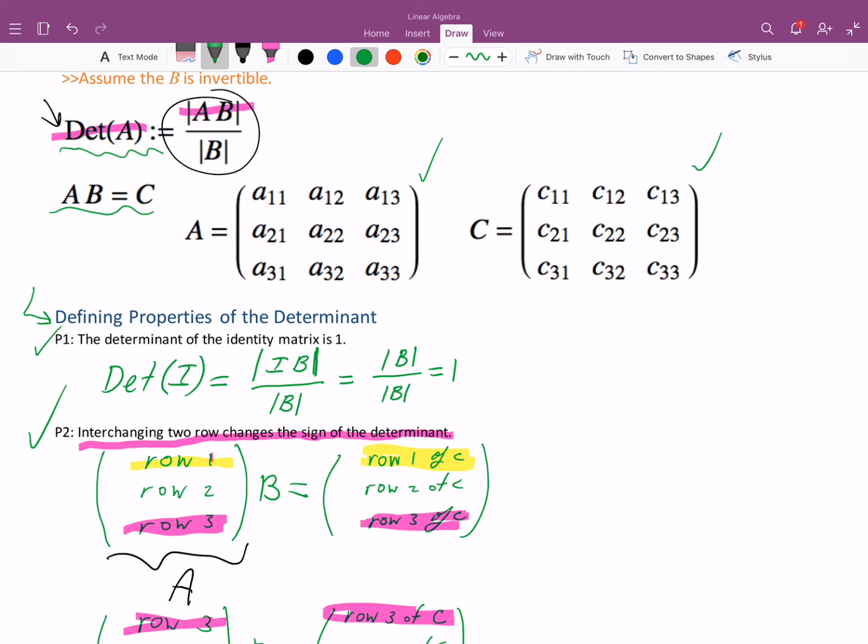In the next video, we're going to continue this proof and show that this definition of the determinant satisfies the third defining property, which is linearity.